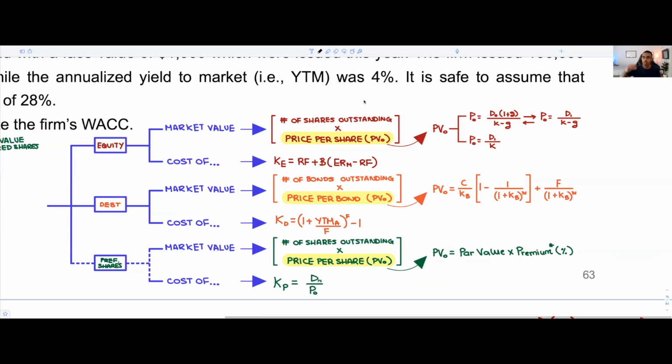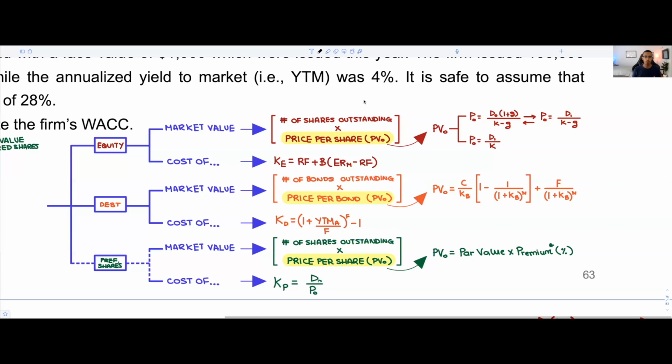Then we're going to have plus F, which is the face value, always 1,000 typically, divided by 1 plus KB to the power of n. And that's how you would find the present value of a bond. Very straightforward. It's literally what we looked at in our bond valuation formula chapter. And it's really the easiest form of that.